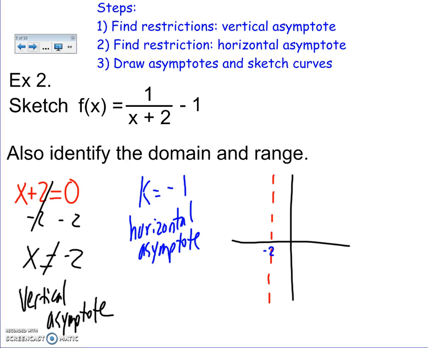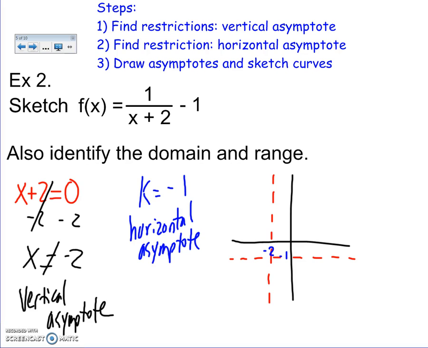So let me draw this one right here. I'll use red as well. Let's call this negative 1. So notice there's 4 parts of this. There's the top right of that red area, top left, and bottom right. Since A is positive, A is 1, I'm going to draw my curve on the top right.